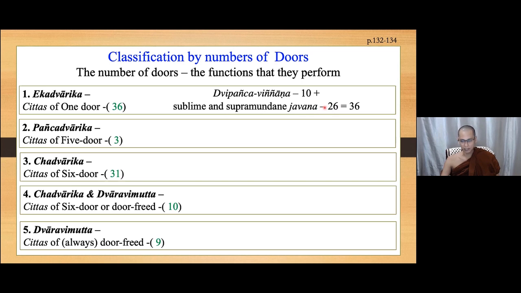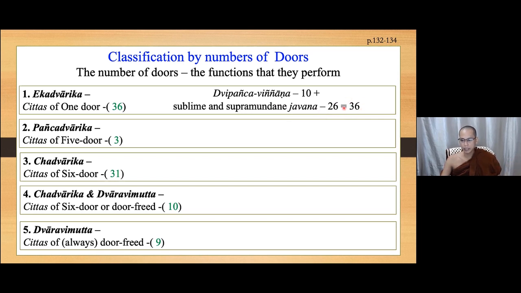So if we count it, dividing the Javana into two, the group is sensual Javana, sense-pure Javana, that is 29. And not sense-pure is sublime and supramundane, which is 26. So 26, not difficult to count. The 9 sublime wholesome and 9 sublime functional and 8 supramundane consciousness. So altogether 26. And in the two groups, there are 36 consciousness.